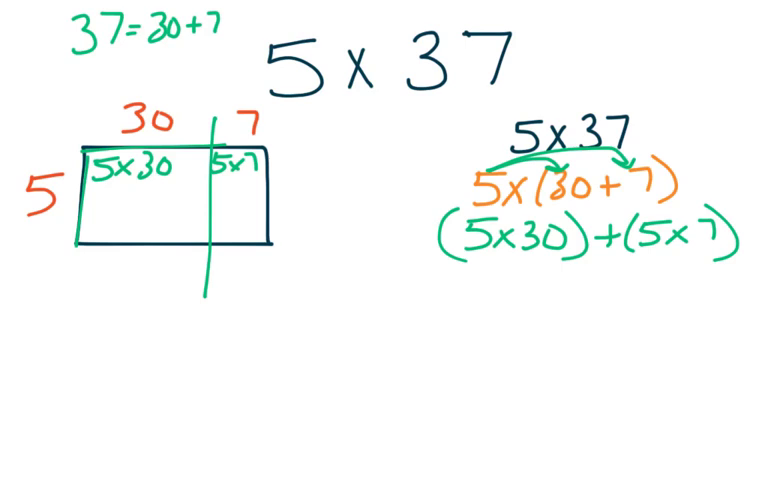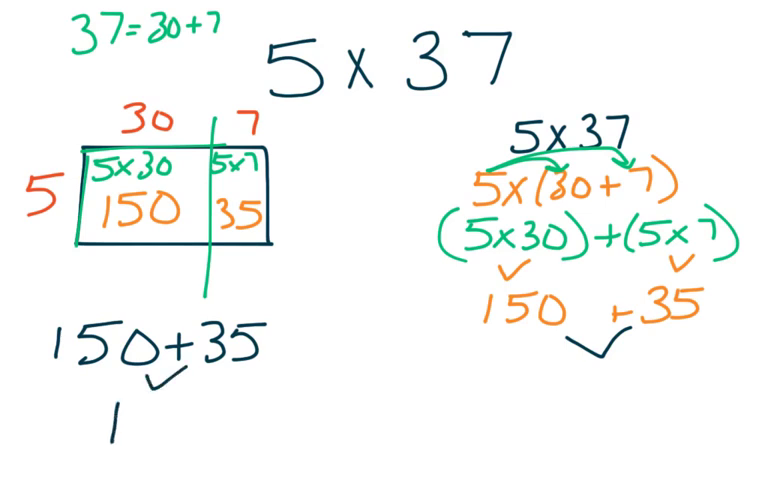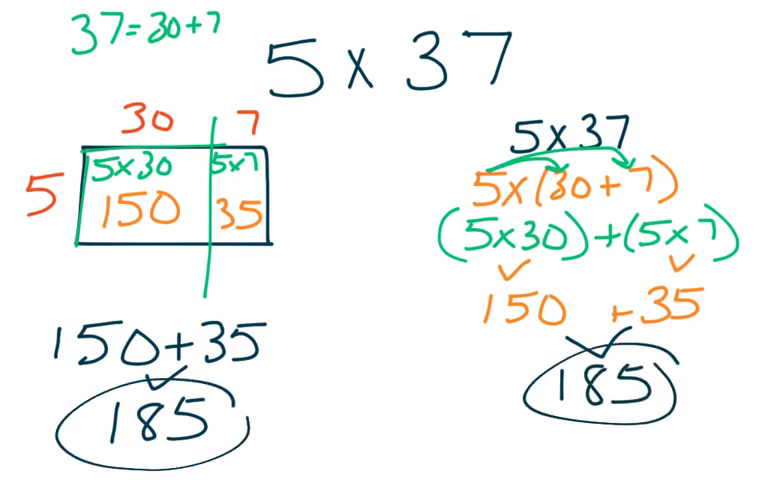My next step is to solve for my partial products. 5 times 30 is 150. 5 times 7 is 35. 5 times 30 is 150. 5 times 7 is 35. My last step is to add those partial products. 150 plus 35. No matter which way I do it, I get the same answer of 185. And that is the answer to this multiplication problem, 185.